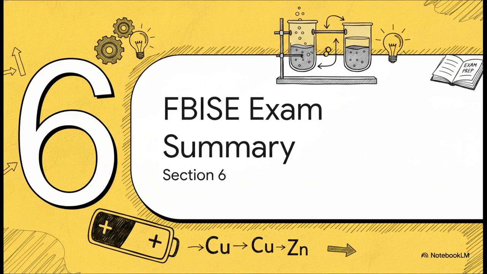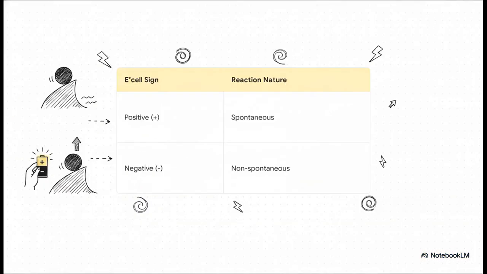Let's wrap things up with Section 6, your FBISE exam summary. Here is your absolute biggest takeaway. Once you do your cathode minus anode calculation, take a hard look at the sign of your total E cell. A positive total cell potential means your reaction, just like that ball rolling naturally downhill, will happen spontaneously. It'll generate a voltage completely on its own. But a negative cell potential? That means the reaction is non-spontaneous. It requires external energy to happen, kind of like physically pushing that ball back up the hill.